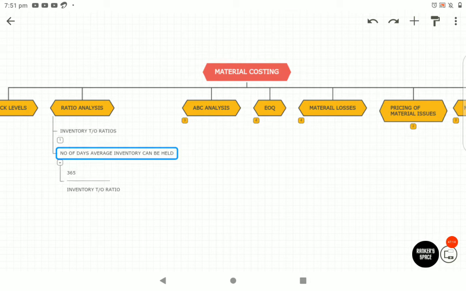And then the next one is number of days average inventory can be held. These many days only your average inventory can be held on an average. I told, right, that bin concept. In that bin, on an average, this much only they'll have in my house. Likewise, this average inventory, how many days can I hold it for? Out of 365 days, how many days can I hold it for? So what is the formula? 365 divided by inventory turnover ratio. Okay, so this is always in times.